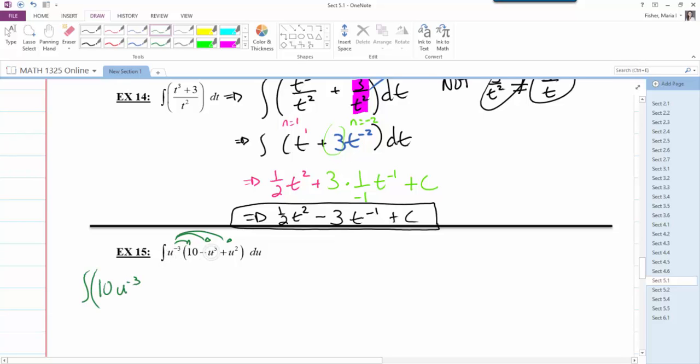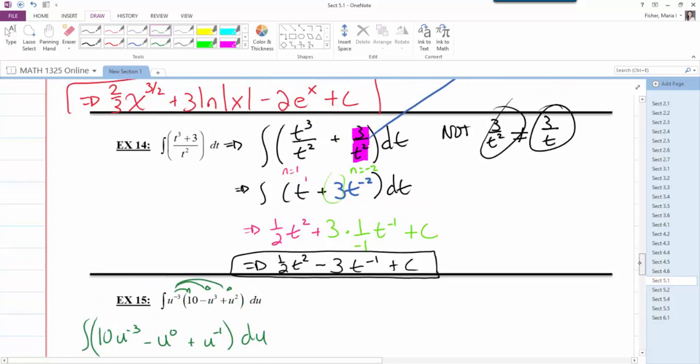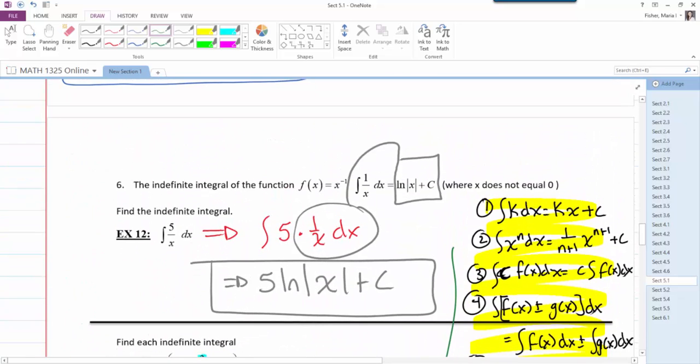Well, u to the negative third times u to the third, when our bases are the same, we add our exponents. So we're looking at minus u to the 0 power, and I'll fix that in a second. Plus, again, when your bases are the same, you add your exponents. So negative 3 plus 2, we're looking at u to the negative first du. So u to the negative first, I'm going to scroll and come right back up to that. Remember, u to the negative first is this 1 over x.